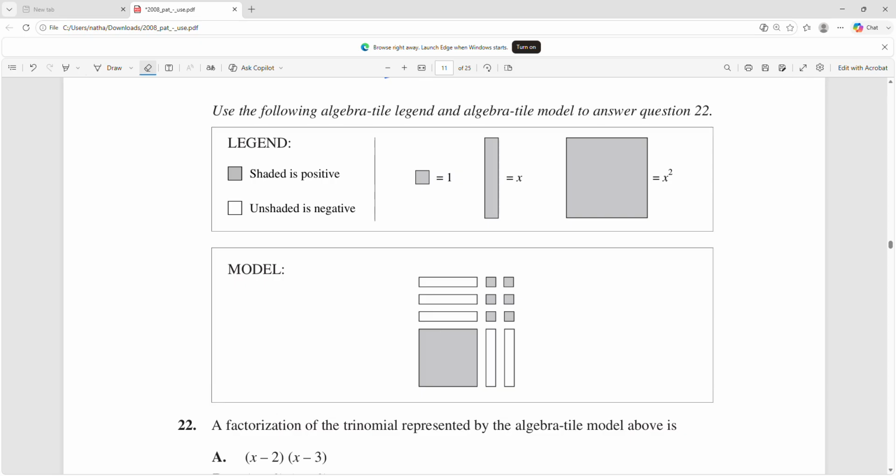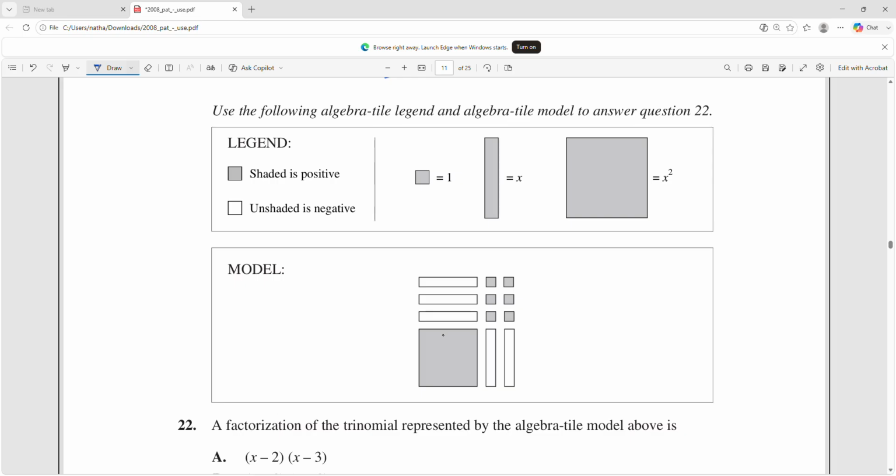Okay, use the following legend. Shaded is positive, unshaded is negative. So we talked about this before in class. We learned this year using algebra tiles in our workbooks that the positive tiles were unshaded and the shaded ones were negative. So this is the complete opposite.